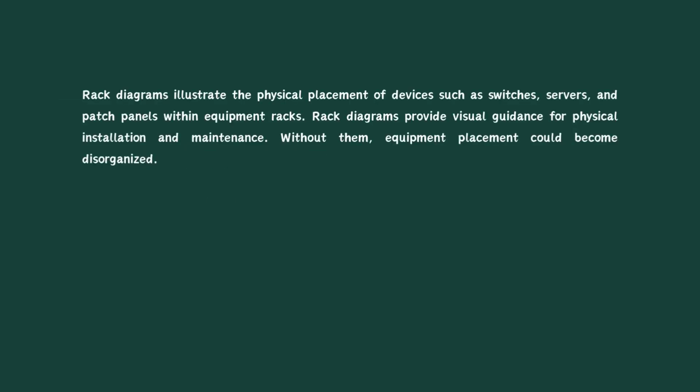Rack diagrams illustrate the physical placement of devices such as switches, servers, and patch panels within equipment racks. Rack diagrams provide visual guidance for physical installation and maintenance. Without them, equipment placement could become disorganized.